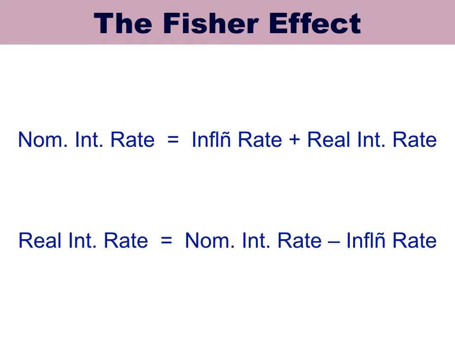The Fisher effect is the other part of the classical dichotomy. The Fisher effect has to do with real interest rates and nominal interest rates. Nominal interest rates are equal to the inflation rate plus the real interest rate. This first equation is what the banker might use.